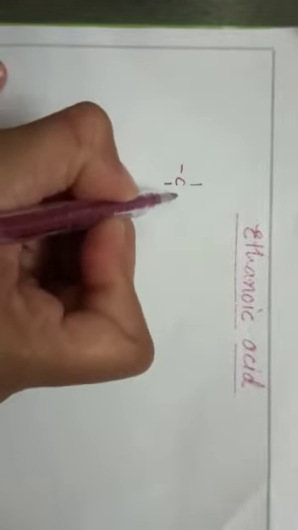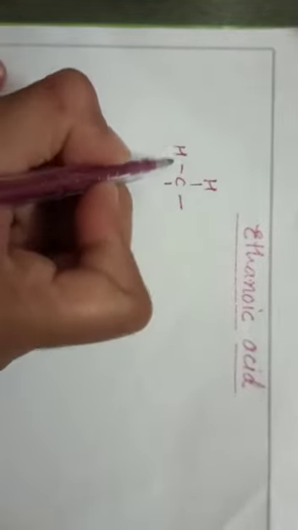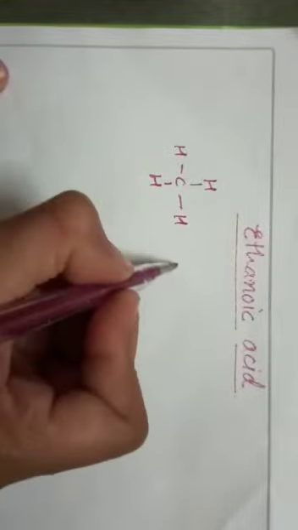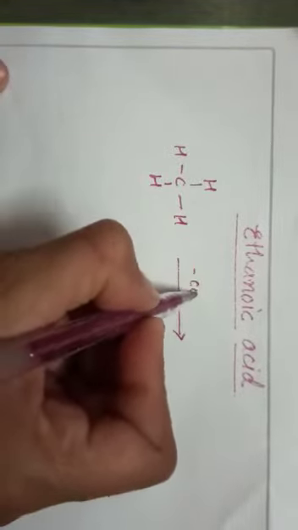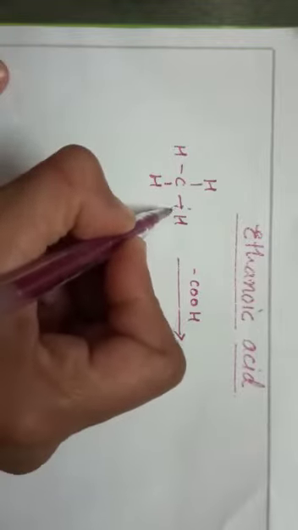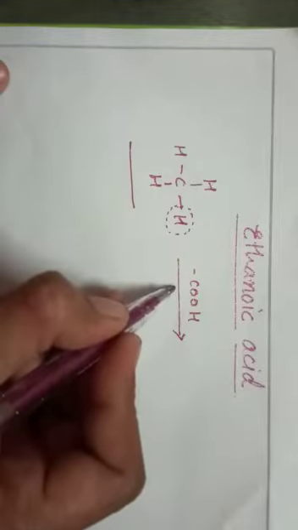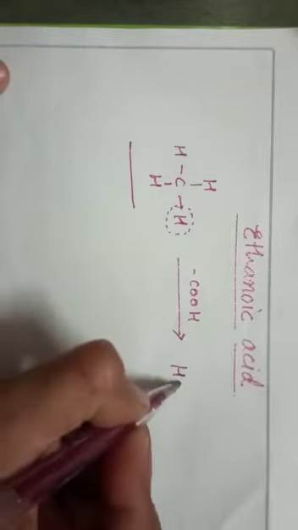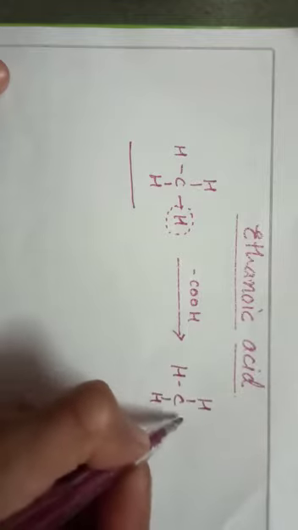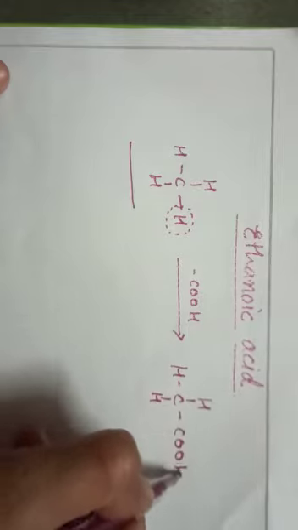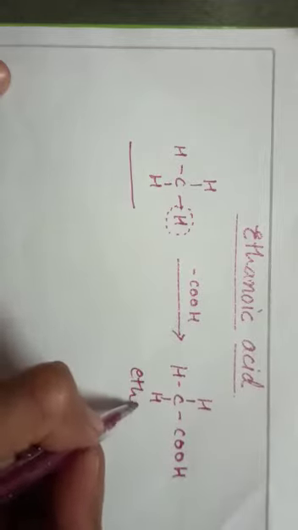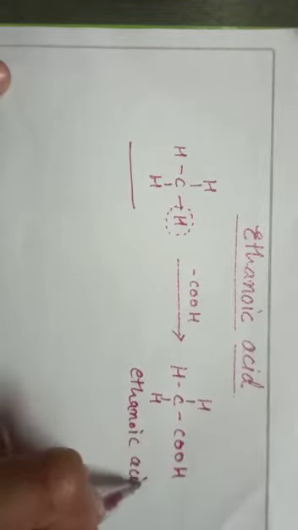Now, let's see it with the reaction. We have to take any hydrocarbon. So I am taking methane as a hydrocarbon. Then, when it comes in contact with the COOH group, any one of the hydrogens from methane gets replaced with this functional group. This is a functional group. So what you get now, see here, is ethanoic acid. We have to name it ethanoic acid. So it's very simple, the formation of ethanoic acid.